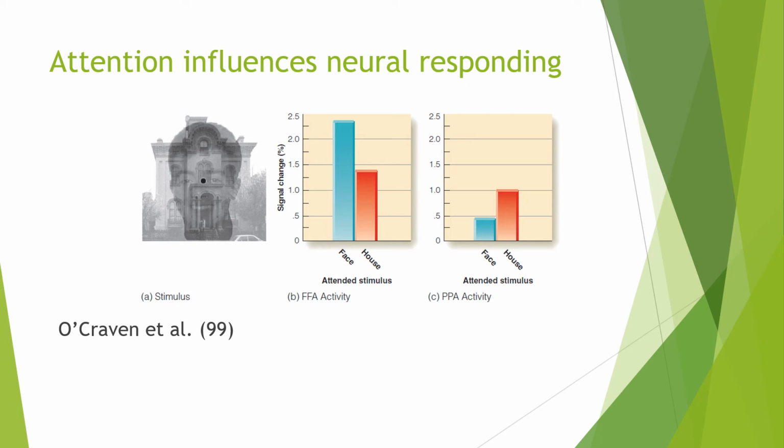And what we can see is in the fusiform face area, if they're attending to the face, there is a larger signal change, so there's more activity in the fusiform face area in comparison to when they are told to attend to the house. In the figure C, we're looking at the parahippocampal place area. So now, if the person is told to attend to the house, we see a higher signal change, so more activity in response to looking at the house than if they're focusing on the face. So we see this difference in the neural responding depending on what I'm paying attention to in this picture.